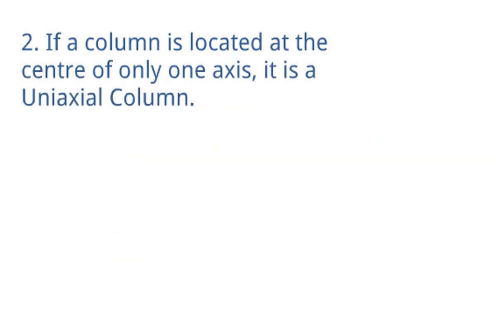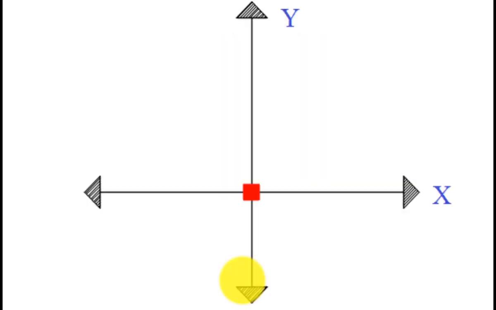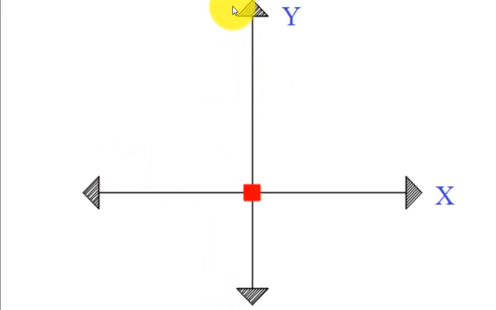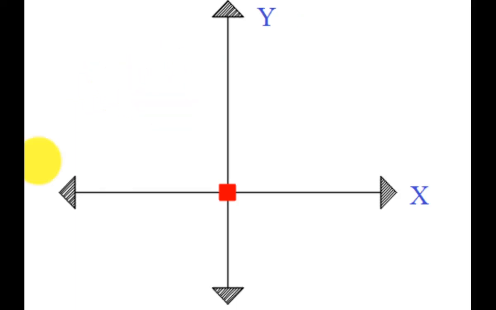Number 2. If a column is situated at the center of only one axis, it is a uniaxial column. So looking at this column, also supporting 4 elements, the element at the right has equal length with the element at the left in the x-axis. But what about the y-axis? The element at the top has a greater length than this one at the bottom. Thereby, this is a uniaxial column. The difference in the length will determine the moment. You understand? Because moment is the product of load and distance. The assumption is that the load is equal, only the length differs.